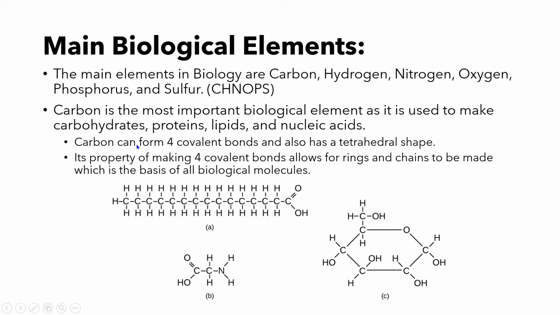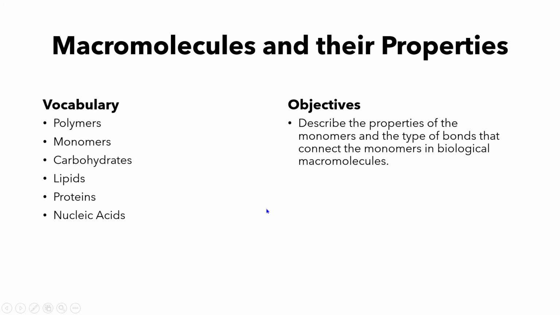And it's really because carbon has 4 missing valence electrons, which allows it to make 4 covalent bonds. And it has a tetrahedral shape, which we'll talk about later. Its property of making 4 covalent bonds allows for a lot of different structures to be made, such as rings, which you can find in sugars, such as glucose and fructose, and chains, which you can see here, which is a fatty acid, and fatty acids are used in lipids.